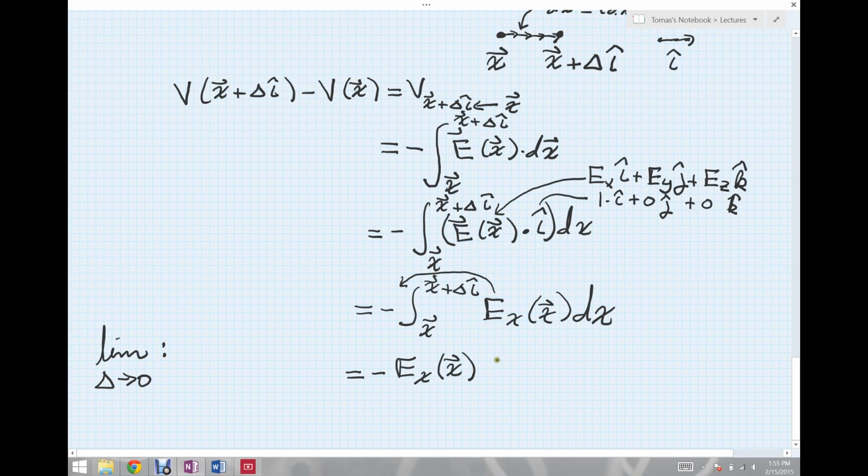And then I'm left with the integral of dx from my two points, x and x plus delta I hat. But this is just the length of my little path. And the length of that path, of course, is just delta, the displacement that I was using. So this whole integral just becomes delta. So my result at the moment is minus the x component of the electric field times the width delta.